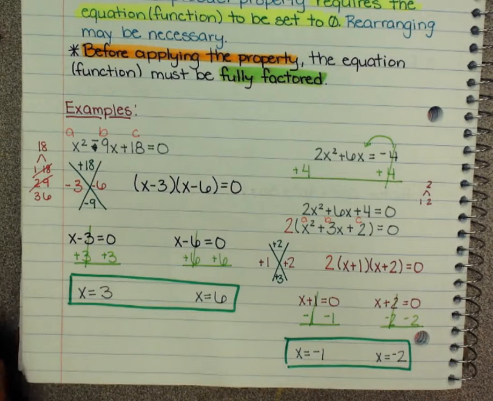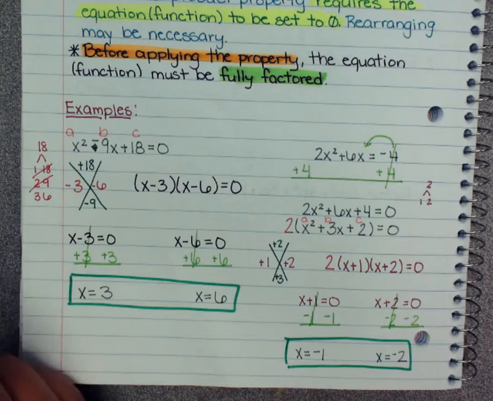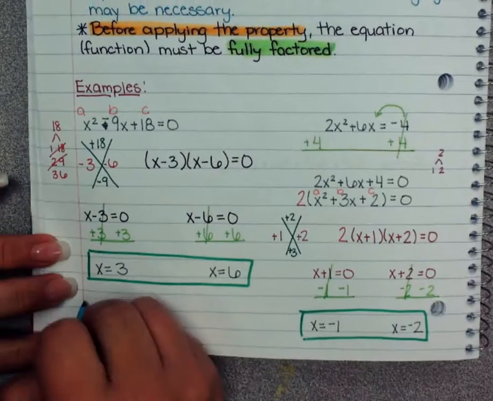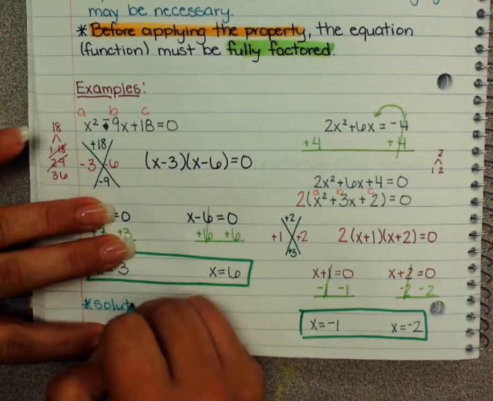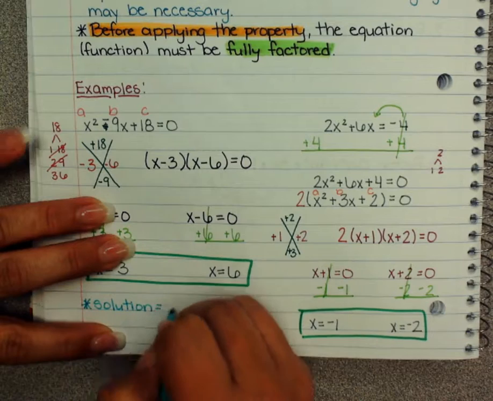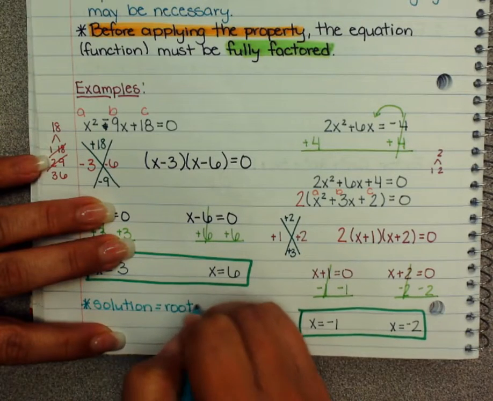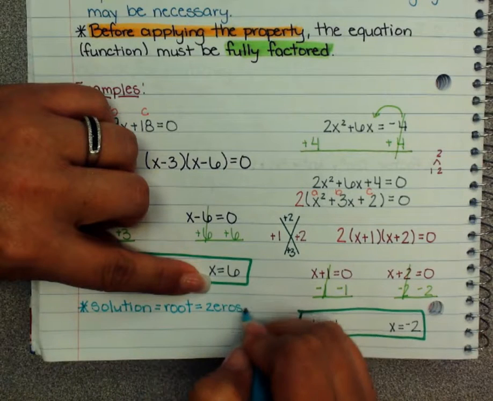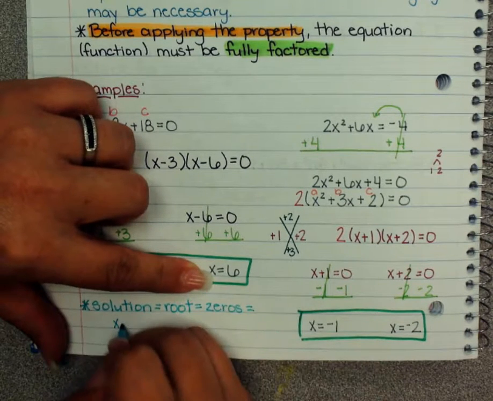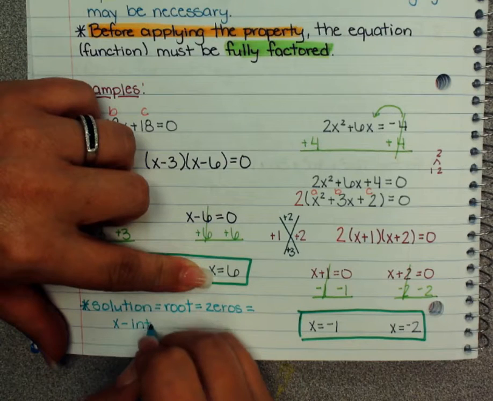Okay, so what we're going to do is write a final note. We're going to put it in a color that stands out. I don't know what color that's going to be. Let's go with this bright blue. We haven't used that since the very top. Okay, so solution equals root, which equals a zero, which equals x-intercept.